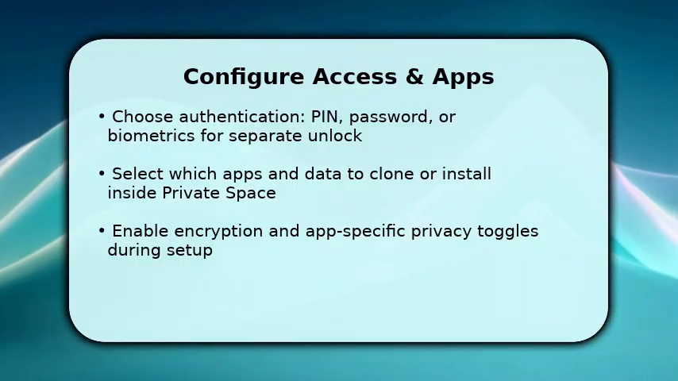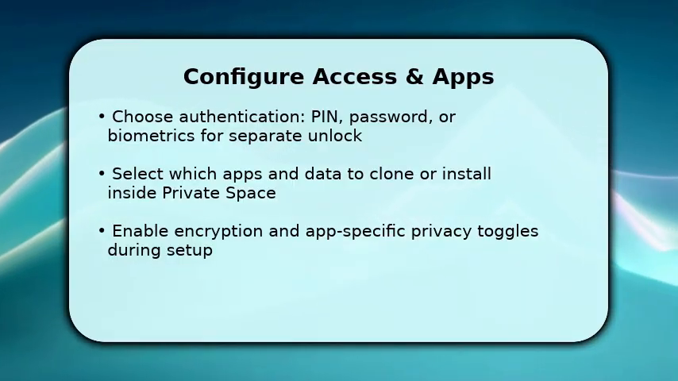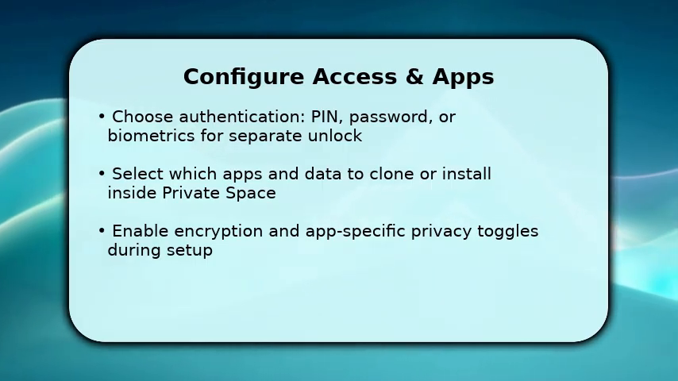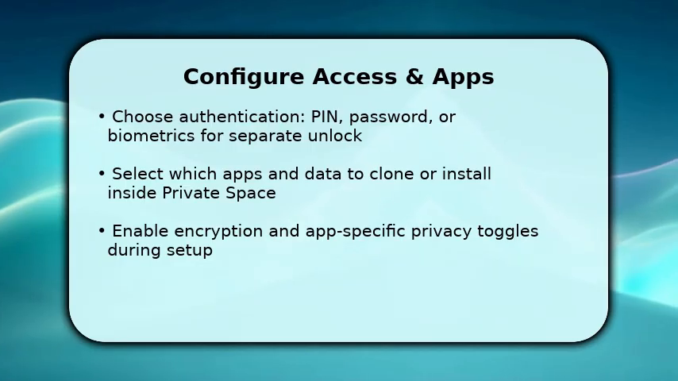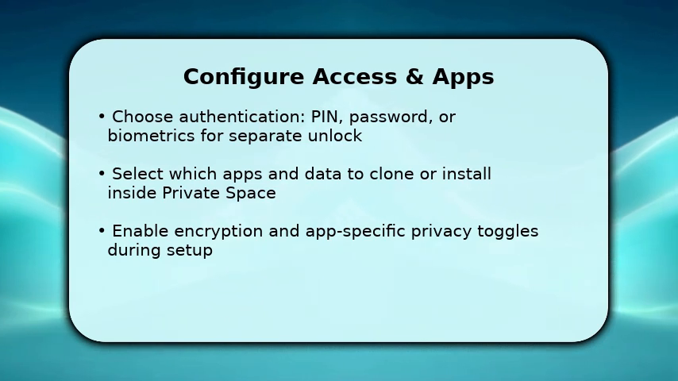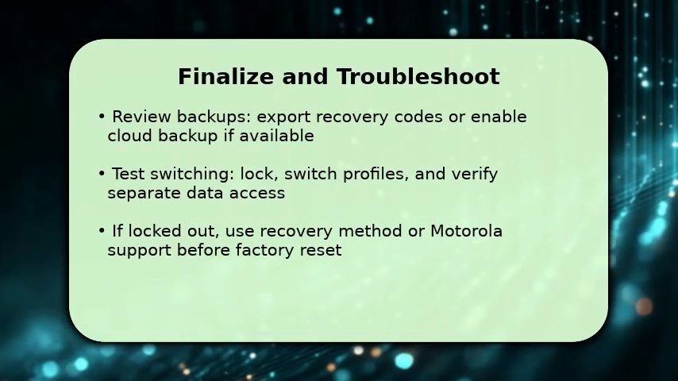Next, enable the encryption option and review app permissions one by one, because Private Space enforces stricter access. Once configured, test opening an app inside Private Space and confirm notifications and storage. You finish by securing recovery and verifying isolation.